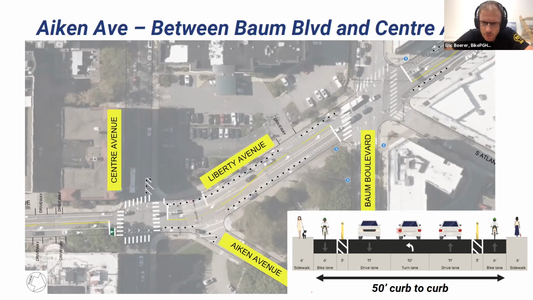Thanks. I'll go to another question from the chat, and then we'll go back to the hands. This is on Melwood. Does the contraflow lane on the one-way street cross an intersection? And will there be clear markings for drivers that bikes are coming in on what looks like the wrong way?